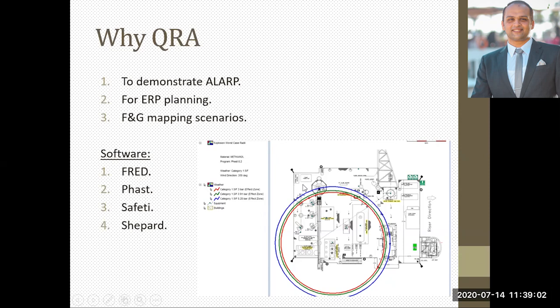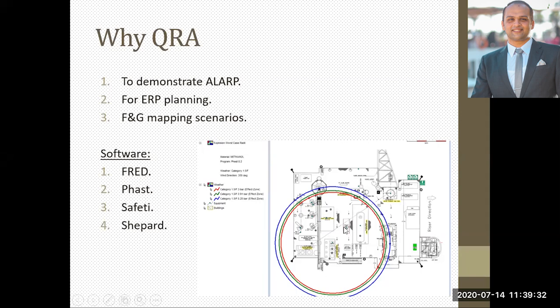Regarding consequence analysis, what are you calculating? Actually, not calculating, modeling: fire, radiation, explosion, and dispersion. These are the four things which can be modeled in the software. Consequently, you can see the effect of these scenarios on personnel, equipment, and any other assets outside the facility.